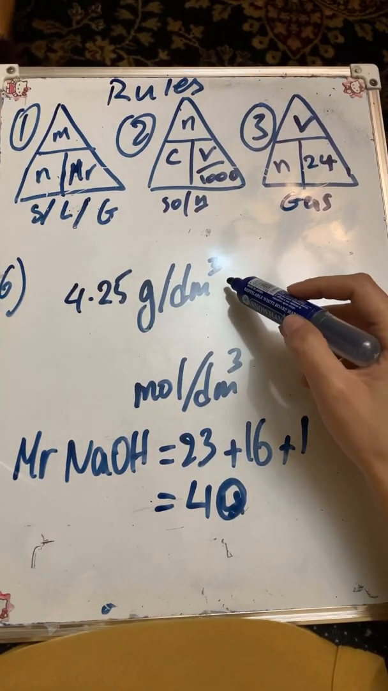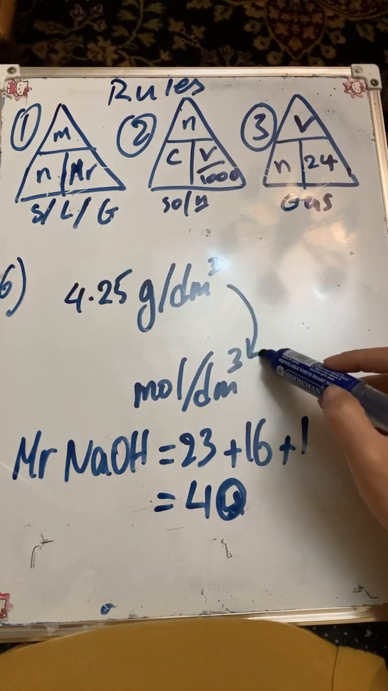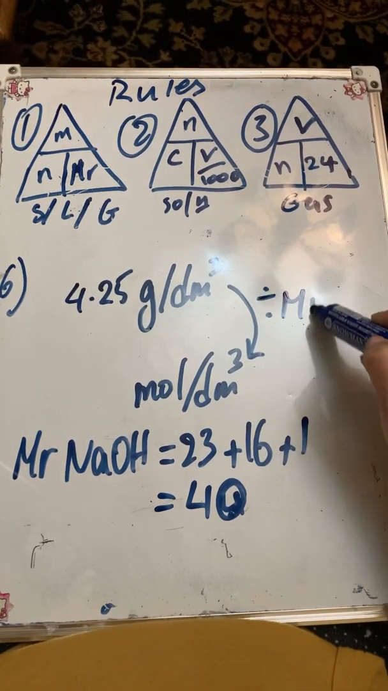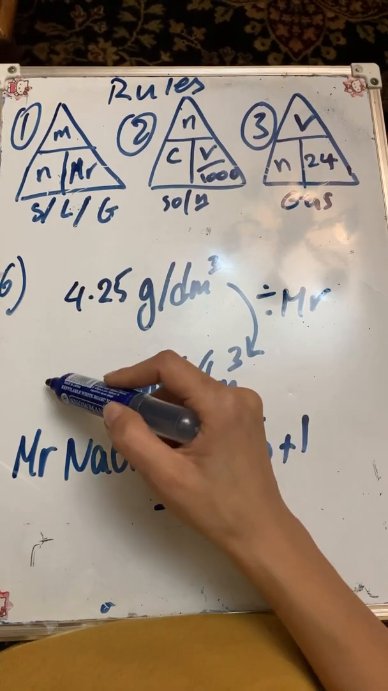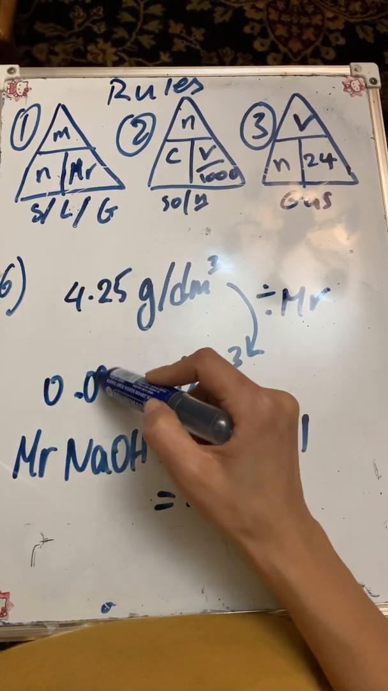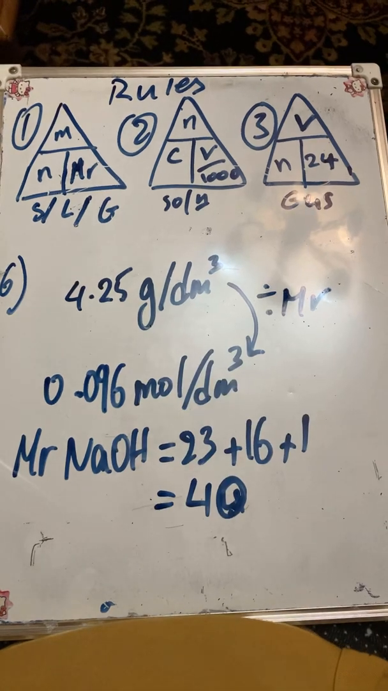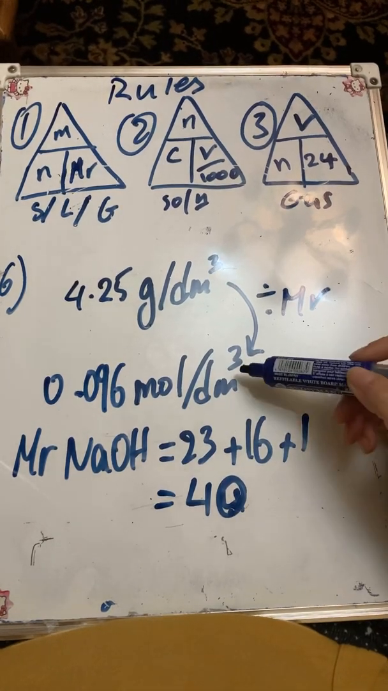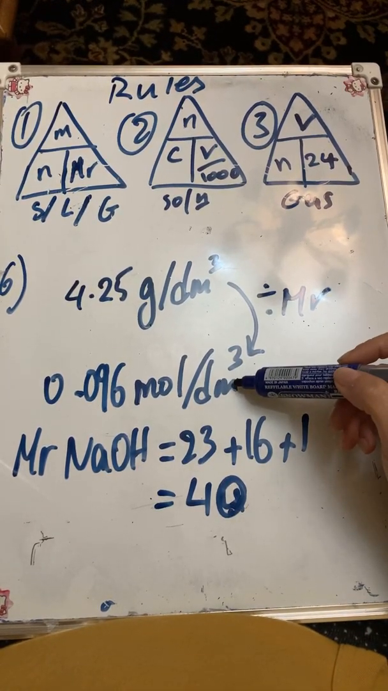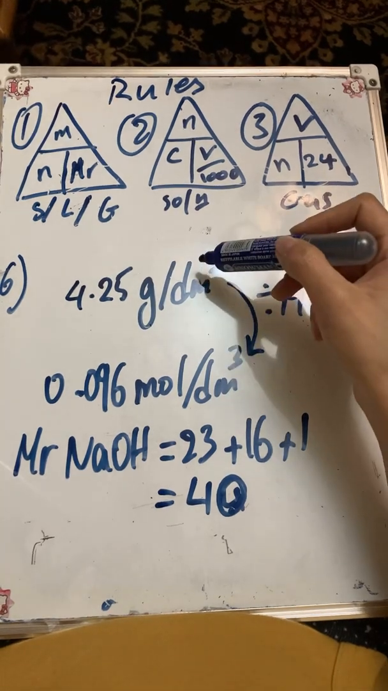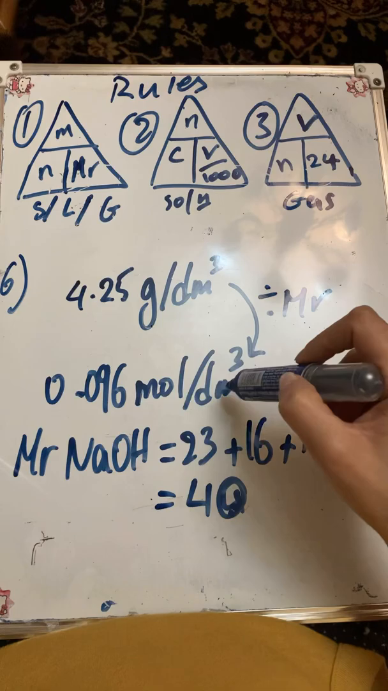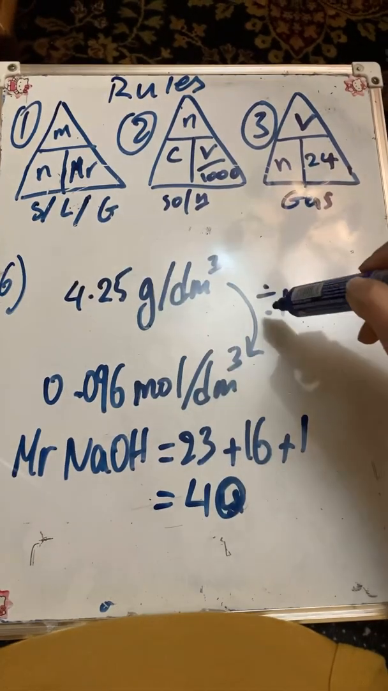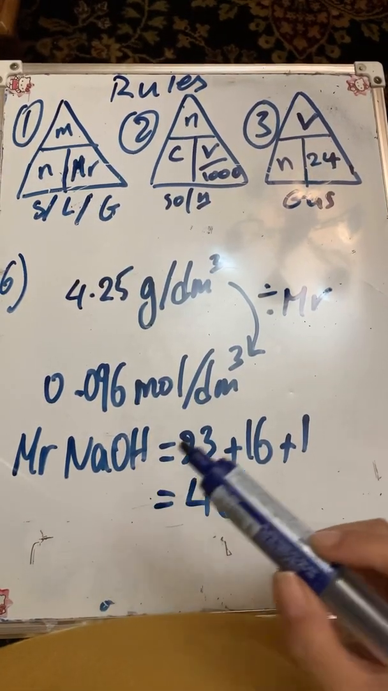Okay, and you have to divide by the MR to get this value. It's going to be 0.096. You move from this unit to that unit by multiplying by the MR, and you get the mole per decimeter cubed from this unit by dividing by the MR.